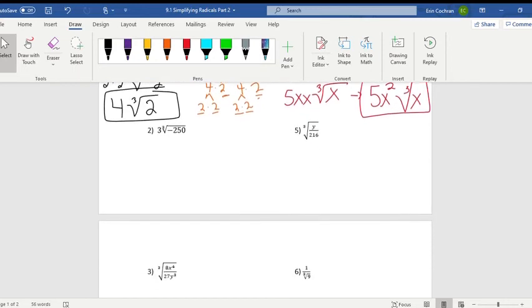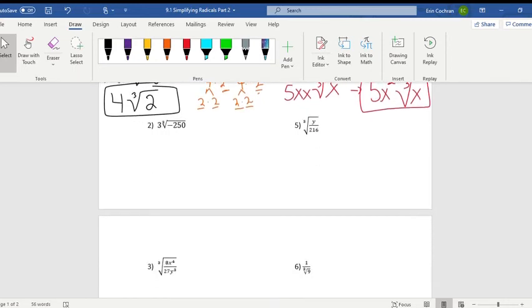All right, let's look at number 2 here. We have 3 times the cube root of negative 125. Now remember, 3 negatives multiplied become negative. So as soon as you see a negative in that radicand, we're going to pull that negative out. So that could be rewritten as negative 3 cube root of 250.